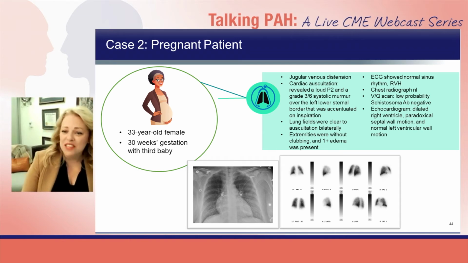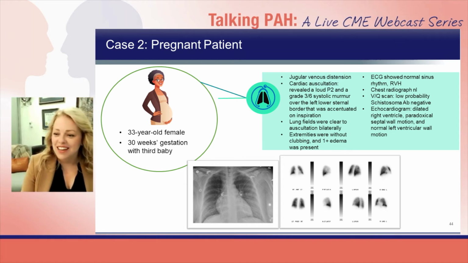We did a couple extra things on her. We checked her for schistosomiasis, given her immigrant status. I always check that in folks that live in endemic countries. It is the largest worldwide cause of pulmonary hypertension. I have not found one yet.